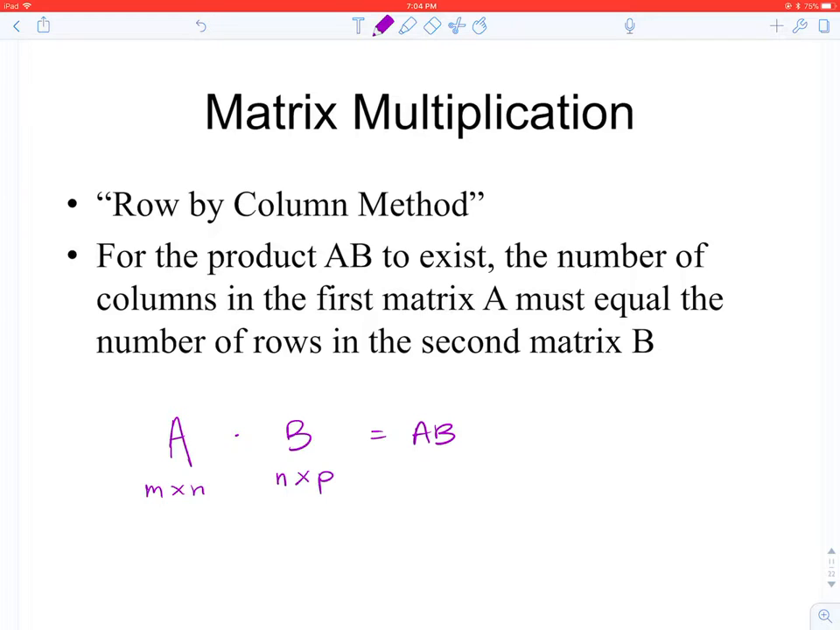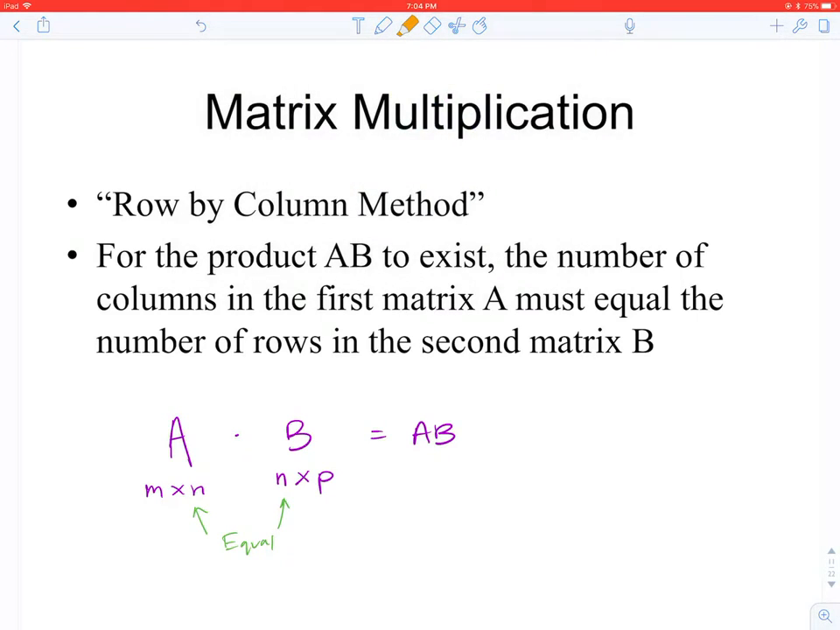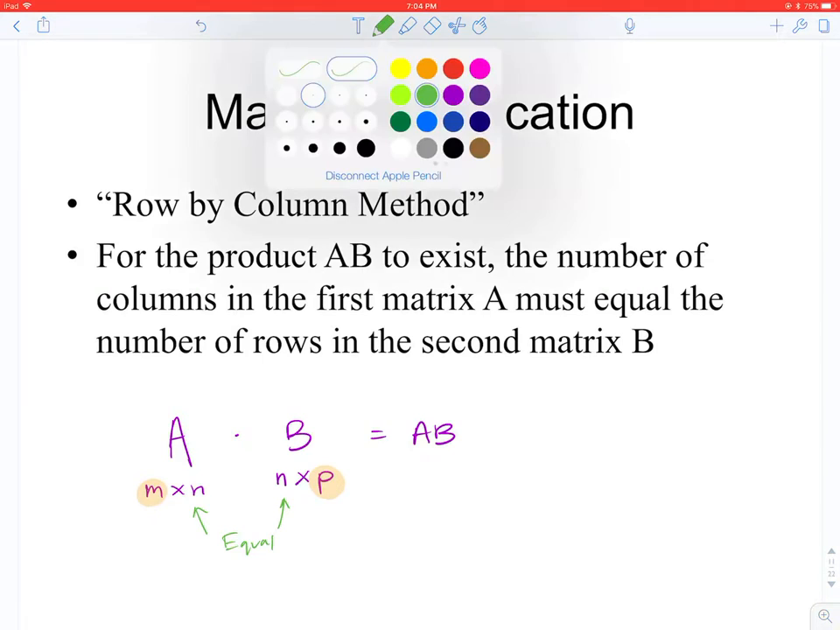Okay, and this will make sense. Basically, the number of columns in matrix A has to match the number of rows in matrix B to be able to multiply the two matrices. So you can't multiply just any two matrices. Those need to be equal. Now, the matrix that results from multiplying these two matrices would be dimensions m by p.